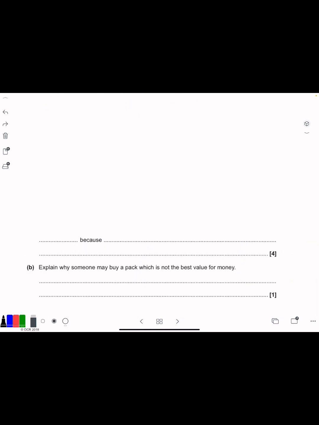Part B, why might they not buy a pack which is not the best value for money? So the reason for that is they may not want the maximum number of bags as possible. They might only need a few bags.